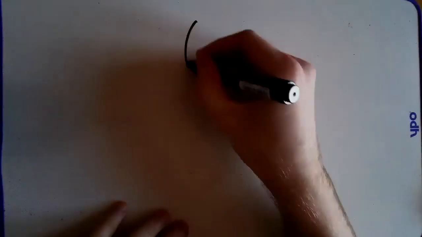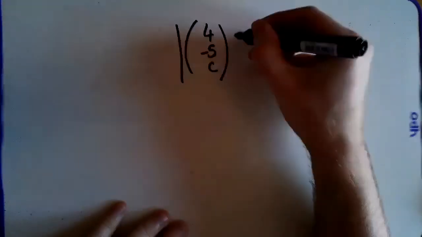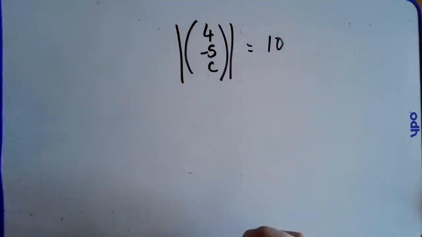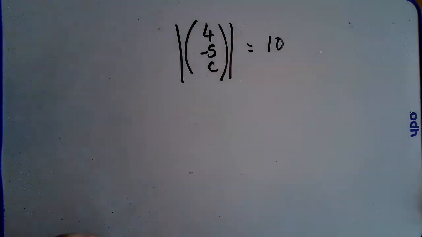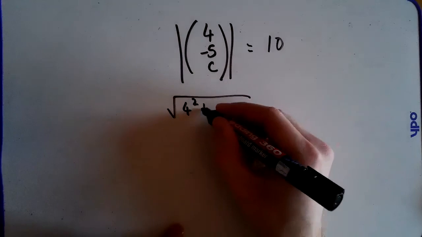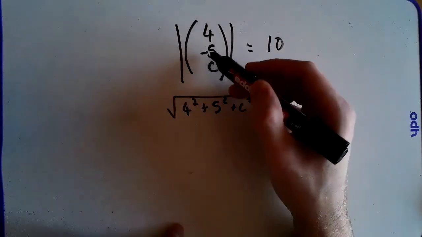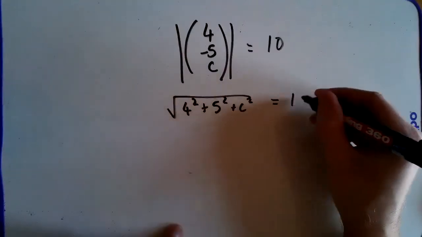And the last one, for 5, we have a vector (4, -5, c), and the magnitude is 10. And we want to find the exact values that c could be. Well, magnitude, remember, means square root of 4 squared, add 5 squared, add c squared. Remember, I can ignore the minus, because under my square root it turns positive. And we know that equals 10.